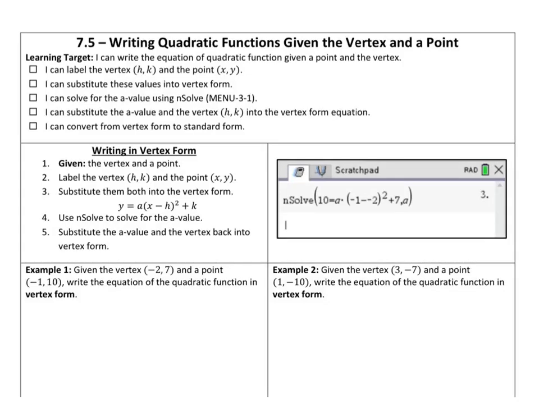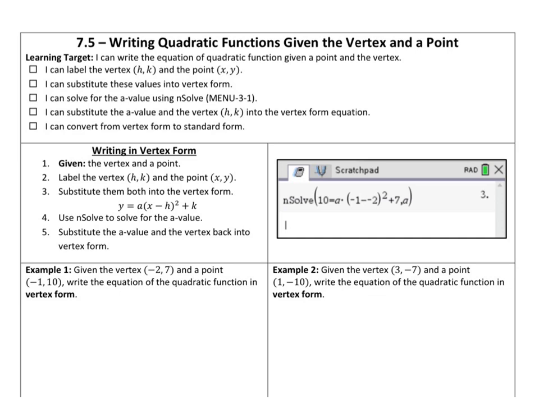Hey guys, we are looking at writing quadratic equations now when we're given a vertex and a point, and then being able to write the equation in either vertex form or in standard form. To do that, we need to be able to label the vertex as h and k and the point as x and y so that we can plug those in to the vertex form.